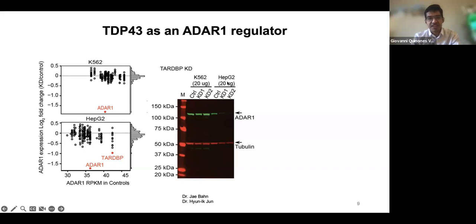And we can see that in the HepG2 cell lines, when you do knock out TAR-DBP, you observe very reduced expression of ADAR1, something that is not observed in K562. So that also explains why we observe TAR-DBP as a very significant regulator in the HepG2 cells compared to the K562.